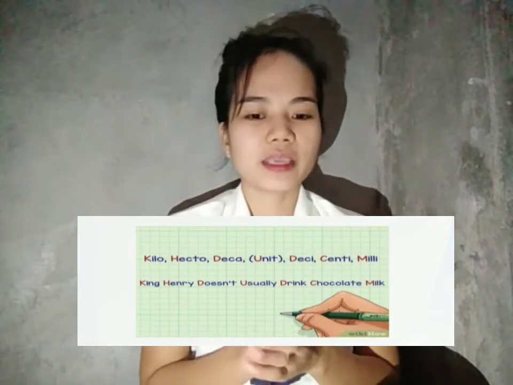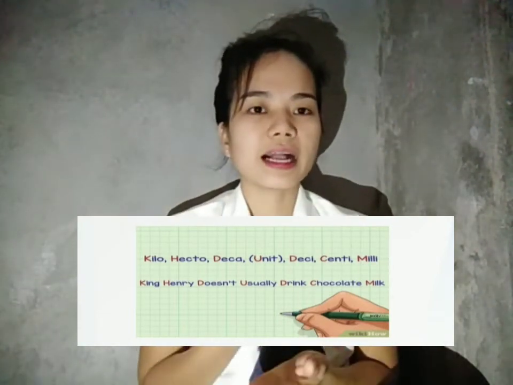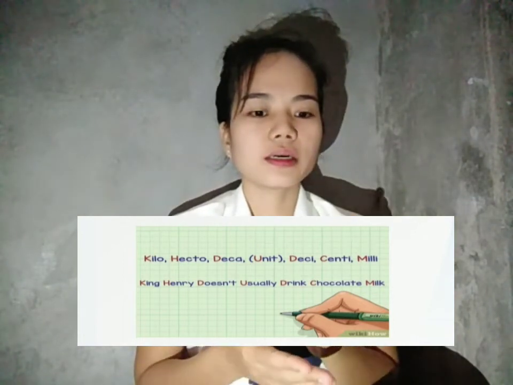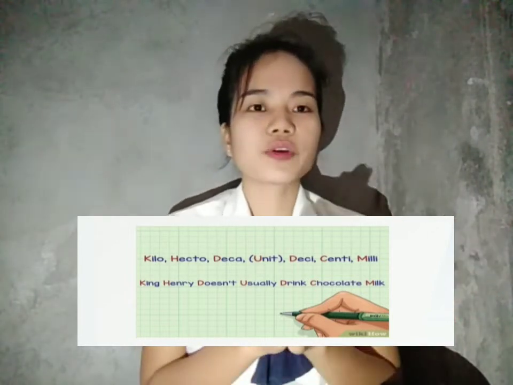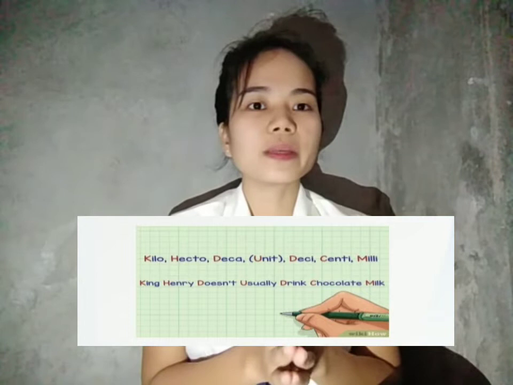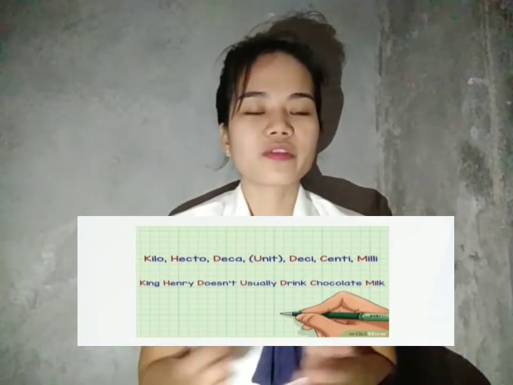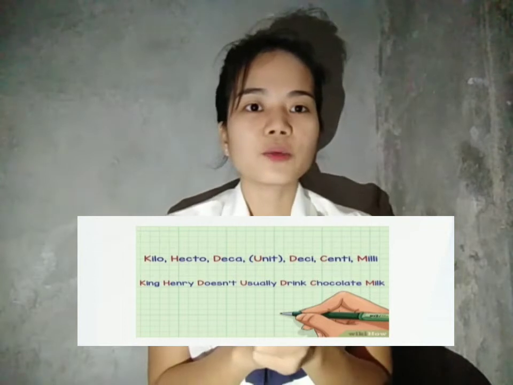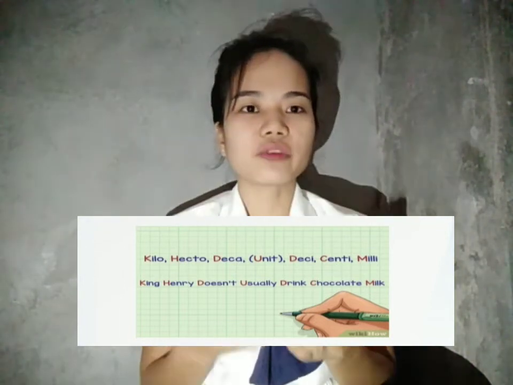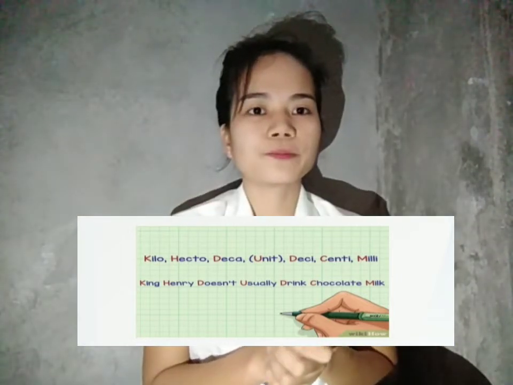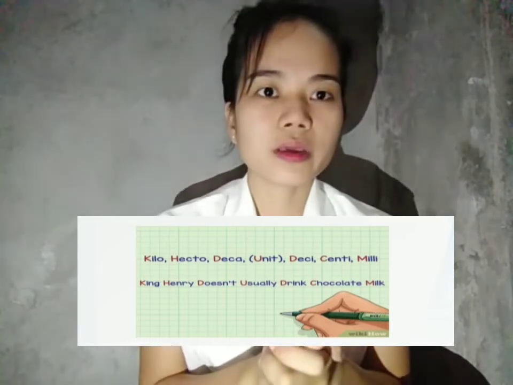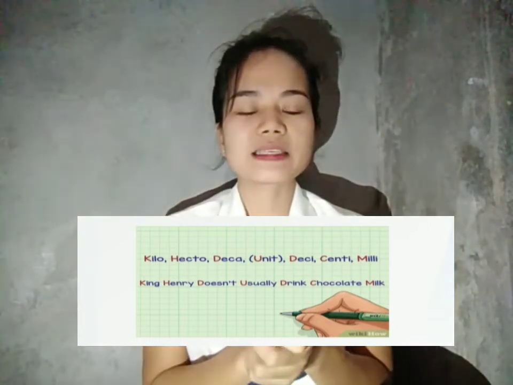The first thing that I have learned in the metric system is the common metric prefixes. So we have kilo, hecto, deka, the unit, deci, centi, and milli. At first, I had a hard time familiarizing or remembering these prefixes, but with the use of the line, "King Henry doesn't usually drink chocolate milk," I am able to remember these metric prefixes easily.